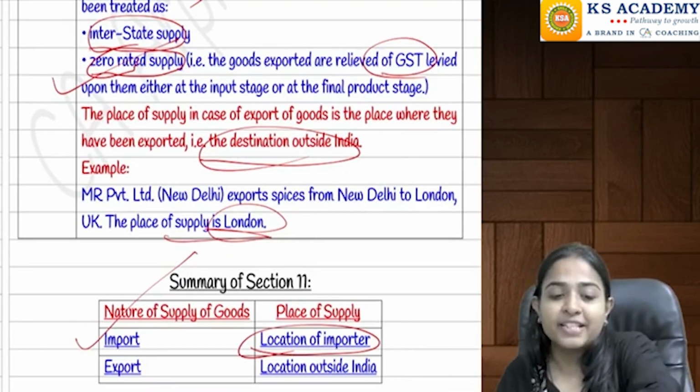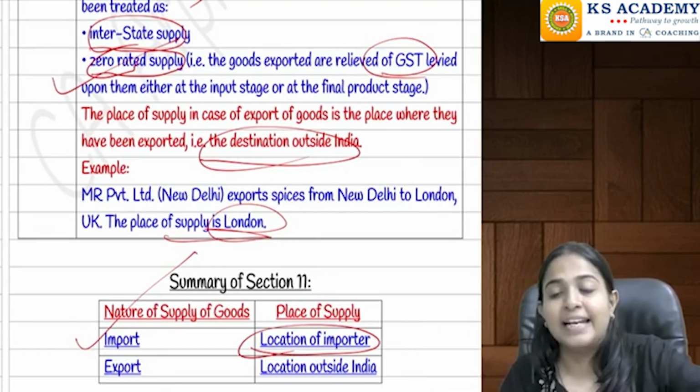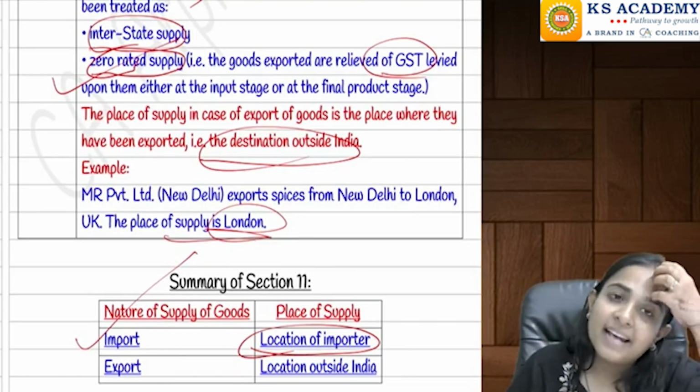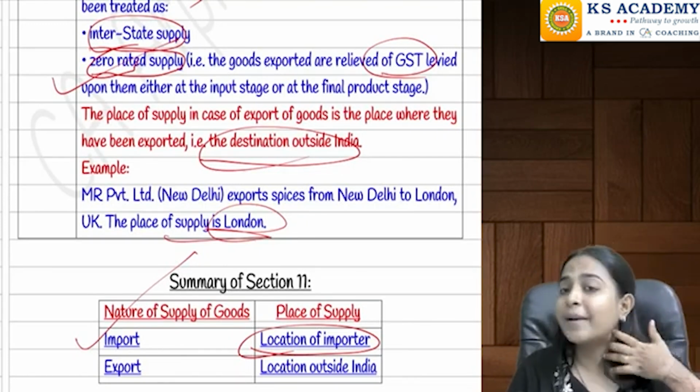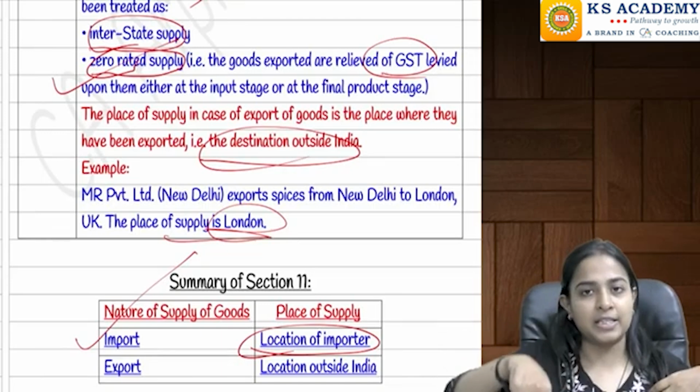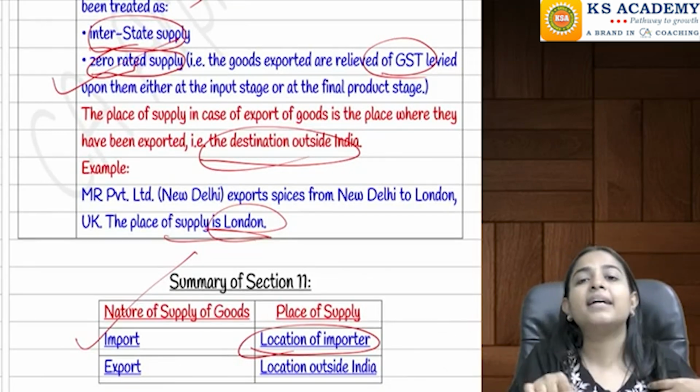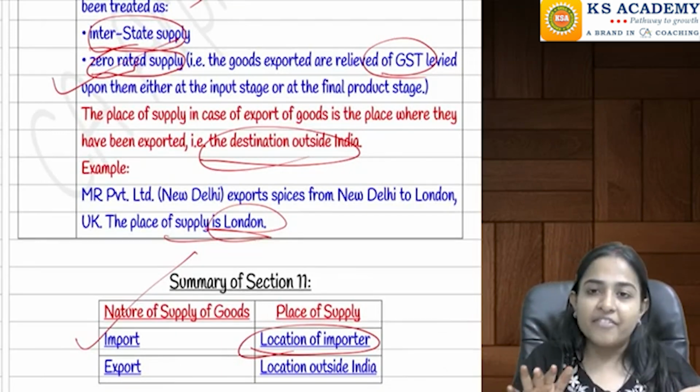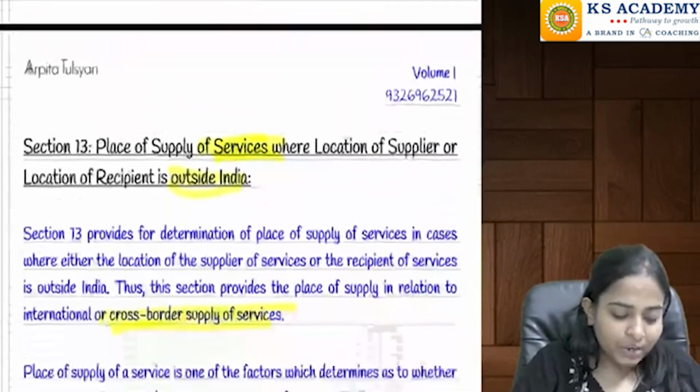This is given under which section number? This is given under section number 11. You remember we had done section number 10. Section number 10 was talking about place of supply in case of goods but domestic transactions. Section number 11, goods but international transactions. Very clear with this? Okay, then going on to the next one.